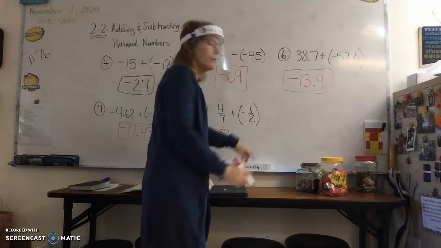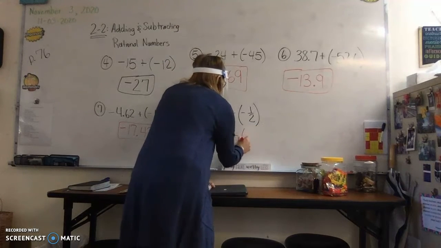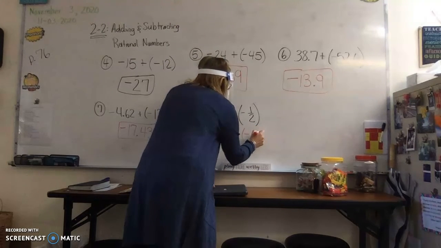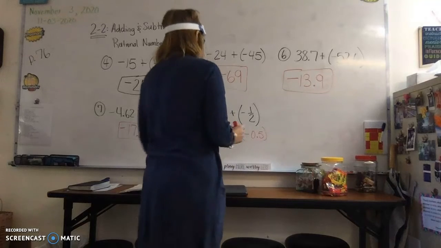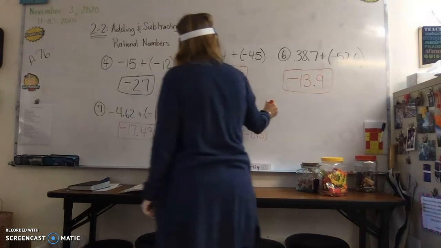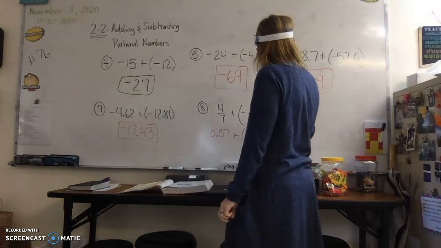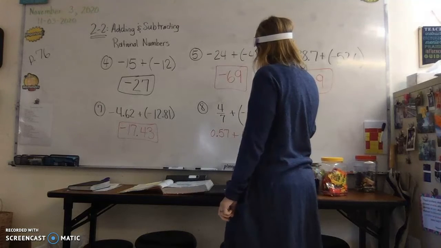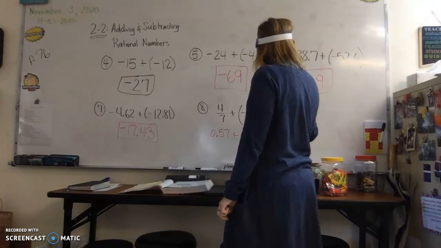What is 1 divided by 2? 2 could go into 14, so 7 times 2 is 14. And 2 times, what is it, 9? Was it 9?